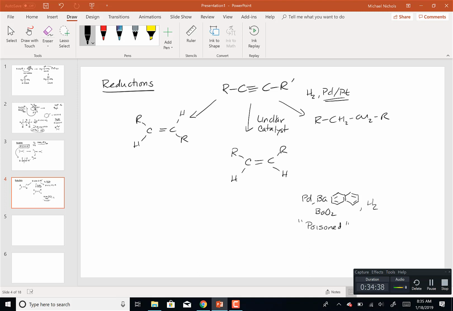But then the question is, okay, so I can make the cis, can I make the trans? And when you make the trans, you use sodium metal in liquid ammonia. And this is what I said last time. I wanted to make sure that this reagent is different than NaNH2, because NaNH2 is just NH2 minus. That's amide with a counterion.